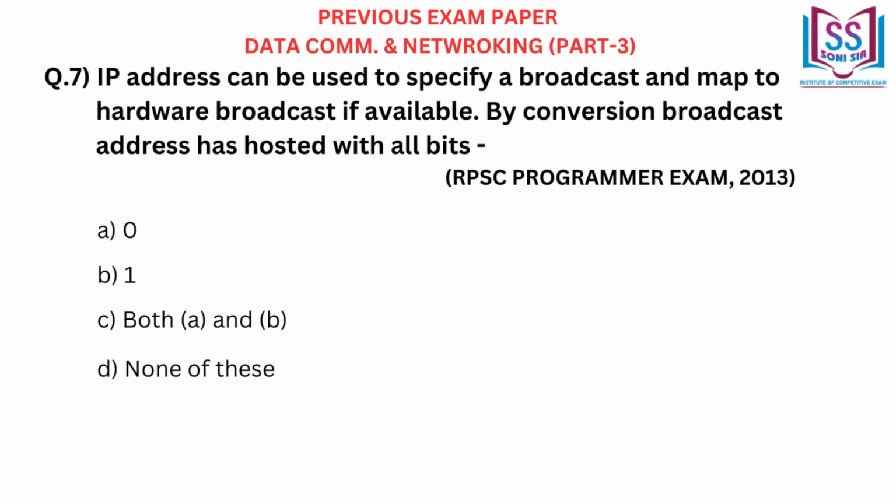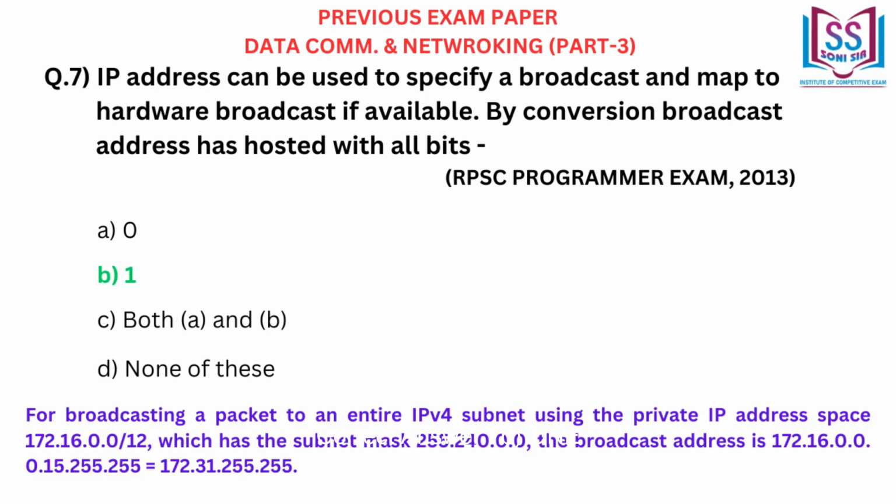IP address can be used to specify a broadcast and map to hardware broadcast, if available. By convention, a broadcast address has host ID with all bits: A. 0, B. 1, C. Both A and B, D. None of these. Correct answer B. 1.